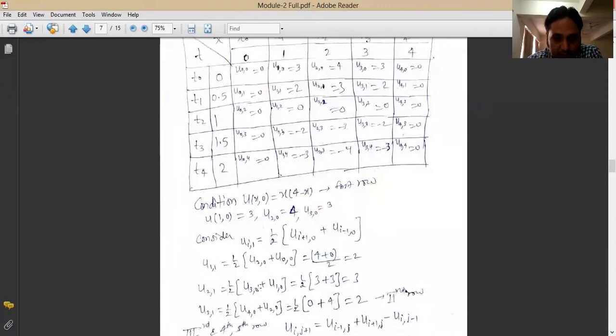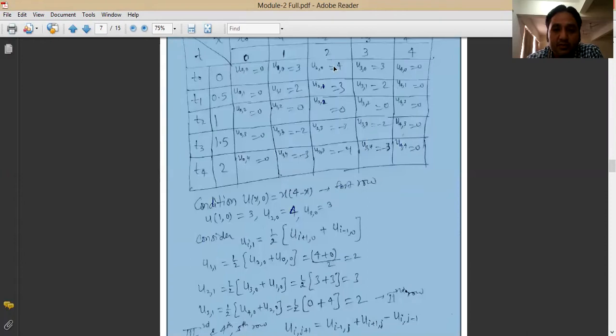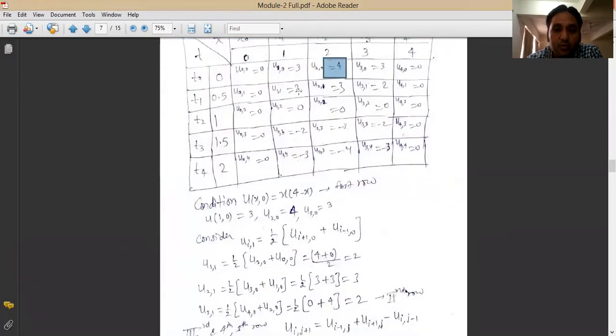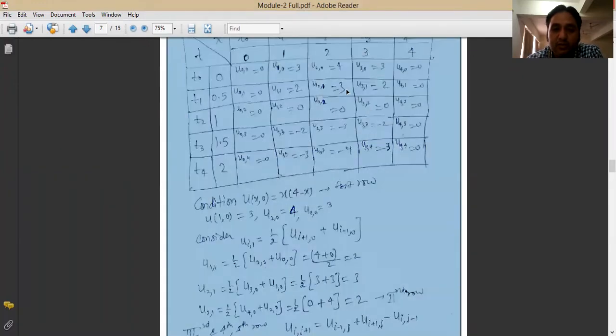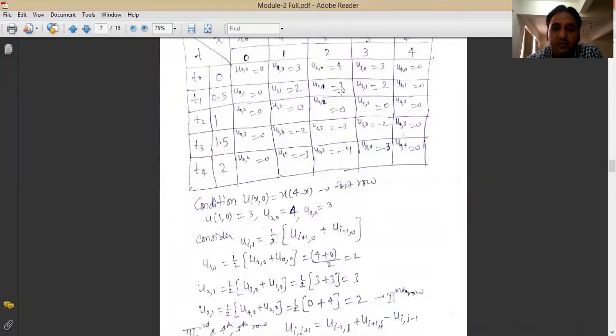For the second row, the formula becomes u of i plus 1 comma 0 plus u of i minus 1 comma 0, divided by 2. To calculate this value, we take 0 above, so 0 plus 4 by 2 comes to here. To calculate this value, 3 plus this 3 divided by 2, that comes 6 by 2, which is 3.